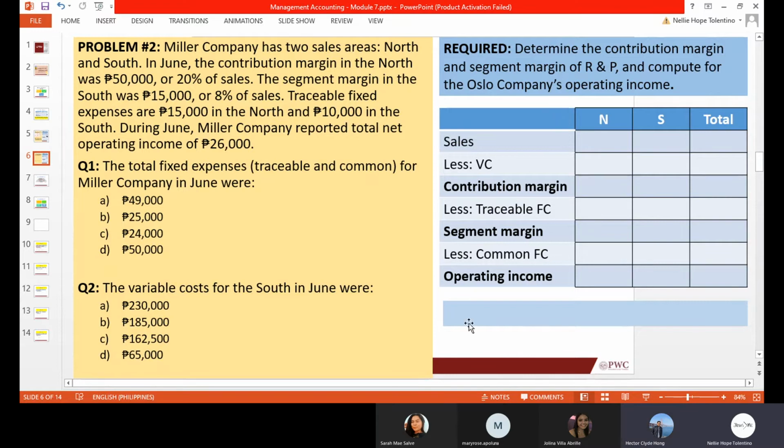Sige na, sirit na or gusto niyo pa i-try gyud? Kung ikaw jud naka-solve ba. Sige ano ha, 5 more minutes. 3 lang minutes. 3 minutes lang. Ang maka-answer makapanihapon.